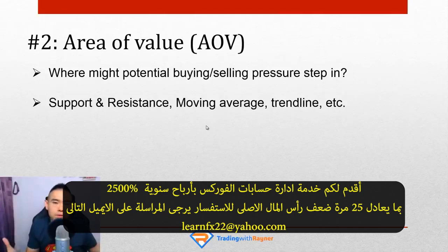You want to wait for the price to come to an area of value because the market could be in an uptrend and it could be overextended, ready to make a pullback. And if you buy near the highs, you will likely get stopped out on a pullback or reversal. So this is why we want to identify the area of value. We want to ask ourselves, where might potential buying pressure come in? And if it's an uptrend, it might come to an area of support, might be a moving average, might be a trend line, etc. So these are a few common concepts to identify your area of value.